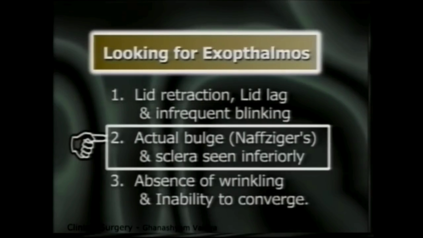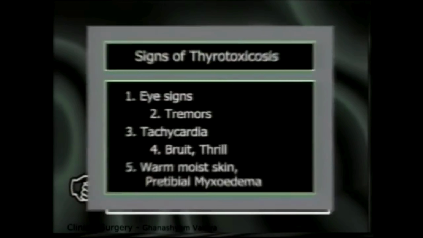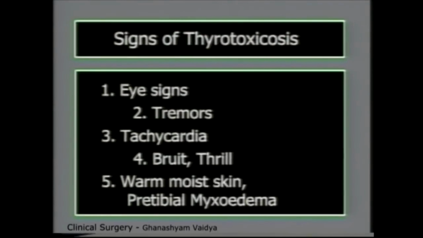Look for actual exophthalmos by Naffziger's method and visibility of sclera beneath the inferior limbus. Then look for wrinkling of forehead, that is Geoffroy sign, and test convergence, that is Mobius sign. We are examining for the signs of thyrotoxicosis, and we have now studied the eye signs in thyrotoxicosis.